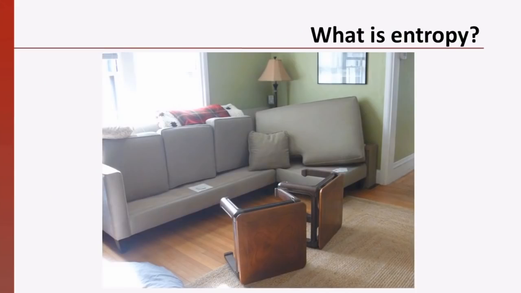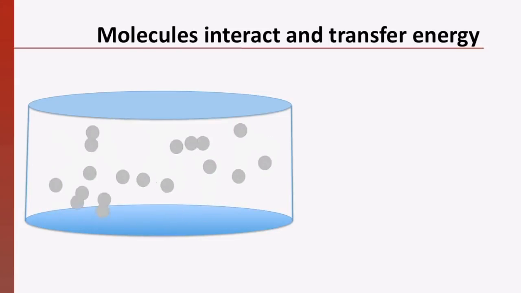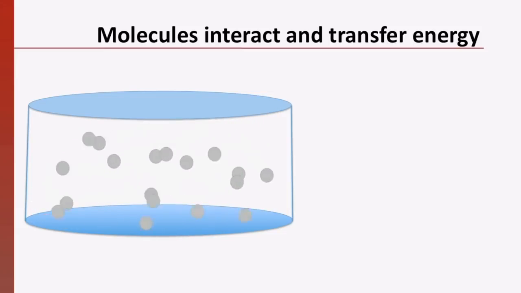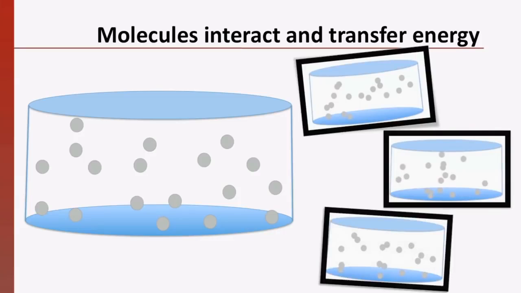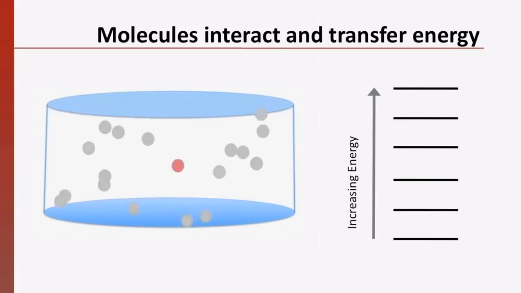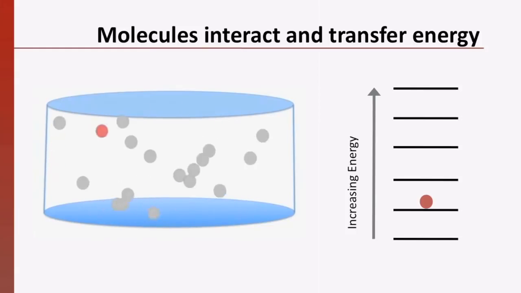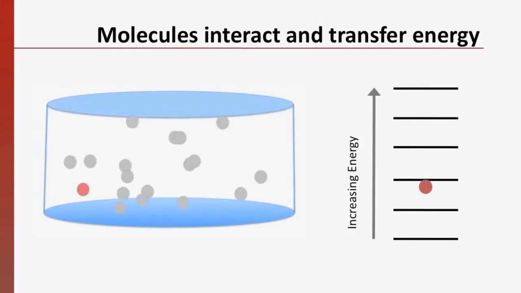But what is entropy? Is entropy a magical force that overturns your furniture and creates havoc in your office or home? No. Entropy is a measure of the number of ways energy can be distributed in a system of molecules. Molecules in a system at equilibrium have the same average energy. However, at a given instant in time, it is highly unlikely that all of the molecules have the same exact energy. Molecules in a system are constantly interacting and transferring energy amongst each other. As a result, one molecule may have a certain amount of energy at one instant, and at the next, it could have more or less.